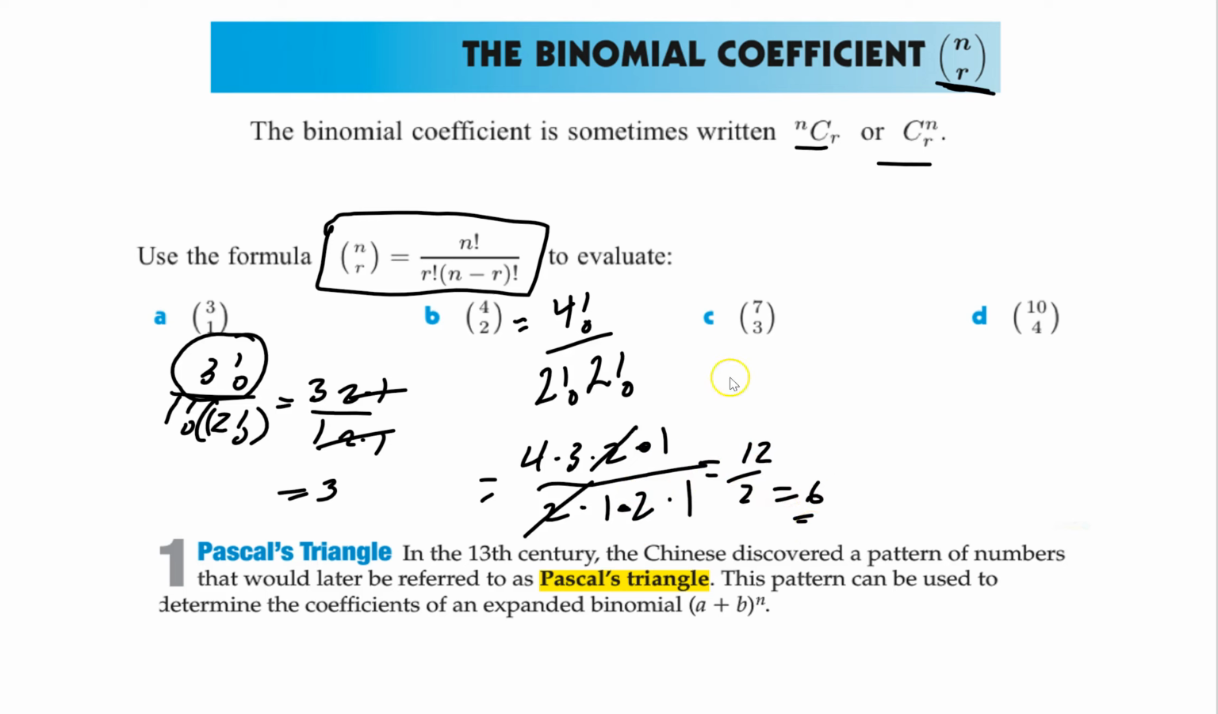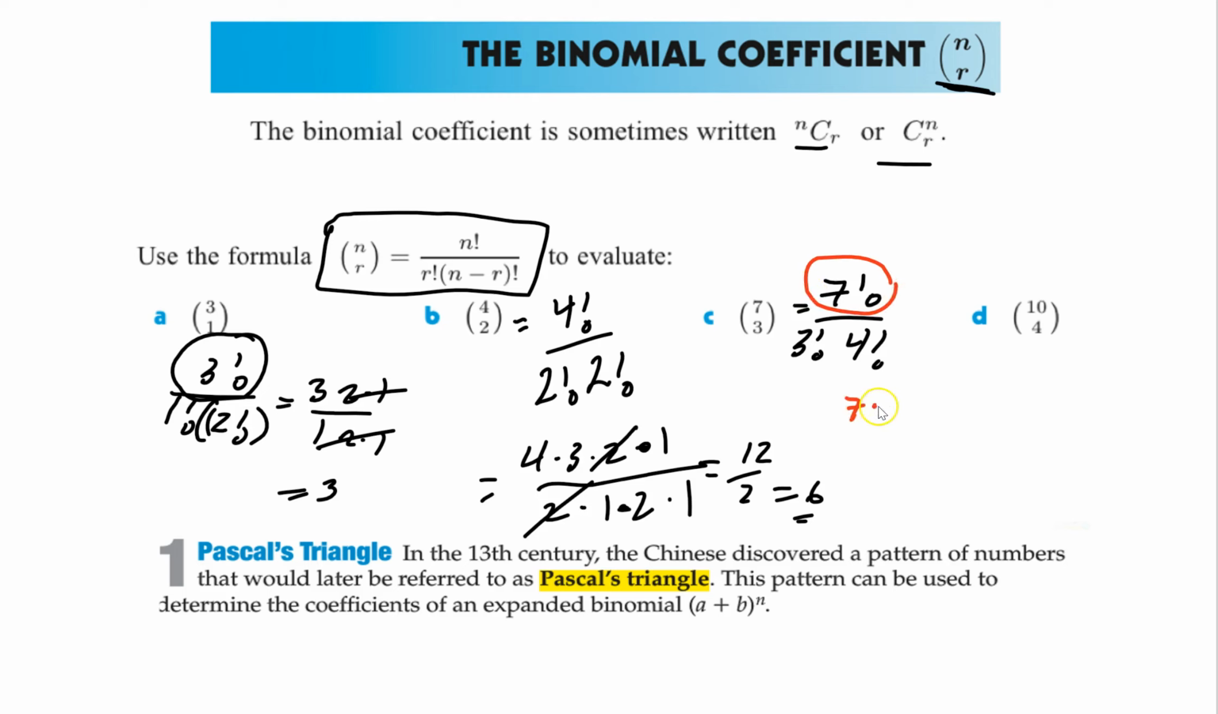Okay, so that's all fine and good, but how about we get to this one? 7 factorial over 3 factorial, and then subtract them, 4 factorial. So there's a little bit of an easier way to do this. What you do is take the top number and expand it down until you get to the bigger number on the bottom. So what I mean by that is like this.